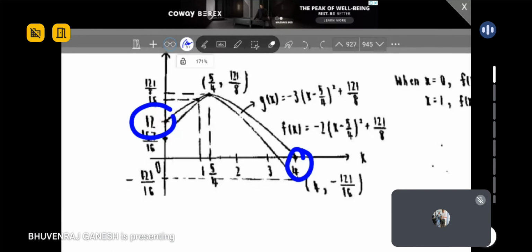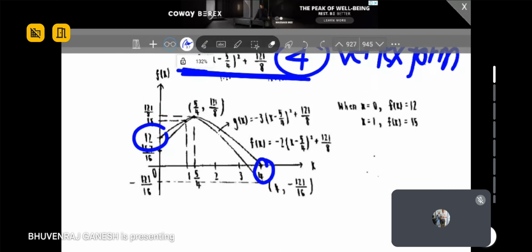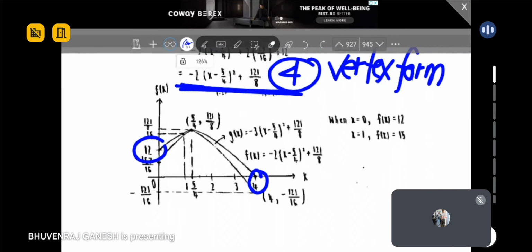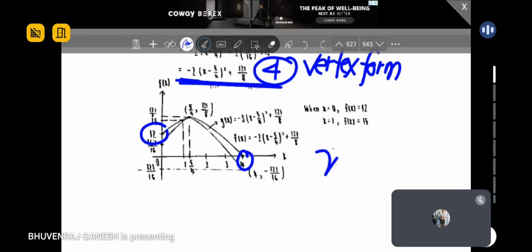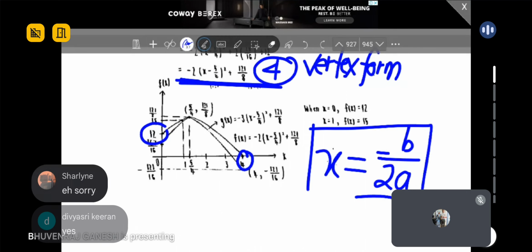Graph bigger. Wait, let me see. Wait, let me just check and see. Okay, so you use this concept, guys. If you want to know whether your graph is bigger or smaller, you just use this formula. Very simple. You all have learned this, right? This formula: x equals negative b over 2a. Okay, so now your a value.